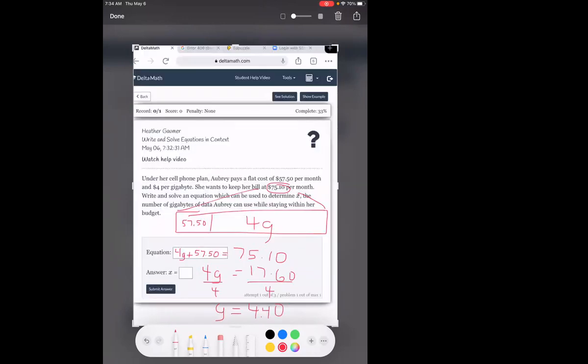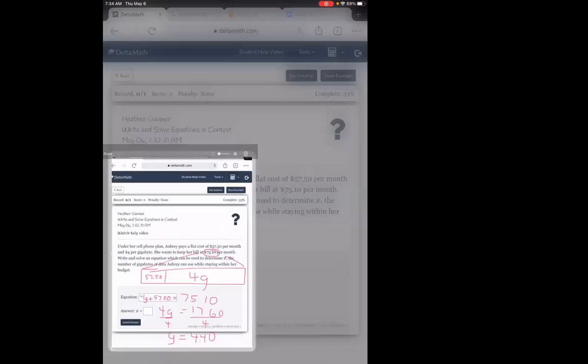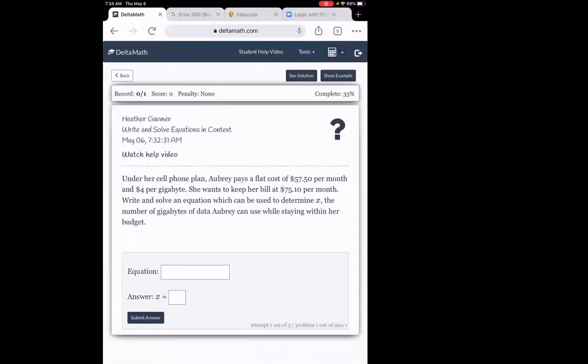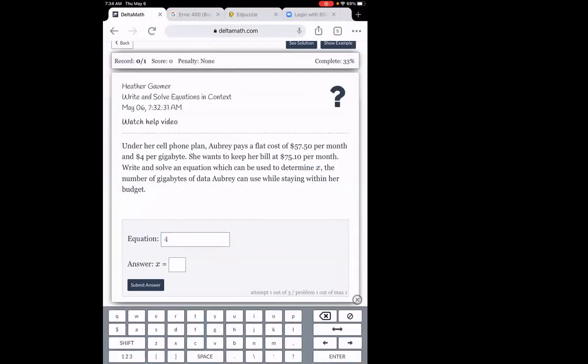Take a look. G is equal to 4.40, 4.4 gigabytes, in other words. Okay, so I'm going to save my photo. So we said this was 4G, and they use the letter X. Be careful, you will get this wrong. To determine X, which is the number of gigabytes of data, I use G. I like to use letters that represent the problem, but for Delta Math, if it tells you X, you need to use that.